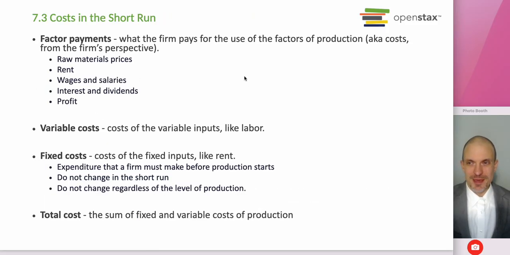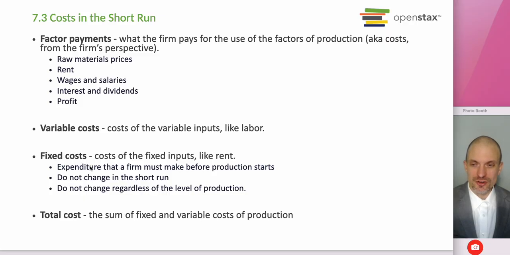All right, factor payments. This is what the firm pays for the use of the factors of production. So you can think of this as like the wage to hire labor or something, or the price of raw materials and/or rent and so on and so forth. Variable costs are the costs of variable inputs like labor. So wage is a variable cost to the firm. Fixed costs are the costs of the fixed inputs like rent. At least that's fixed in the short run. In the long run, that can be a variable cost, of course.